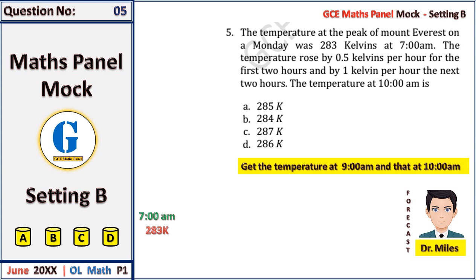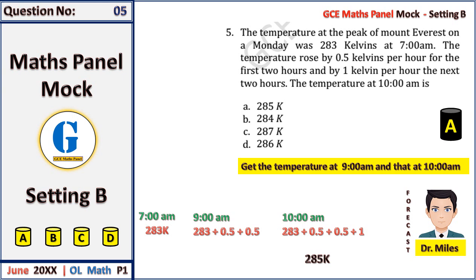So at 7 a.m. the temperature is 283 kelvins. But the question tells us that it increases by 0.5 kelvins per hour. So at 9 a.m. it is going to be 283 plus 0.5 plus 0.5 during the 2 hour interval. And from 9 it increases by 1 Kelvin per hour. So from 9 to 10, the interval of 1 hour, the increase is 1 Kelvin. So the total temperature at that time will be 285 kelvins.